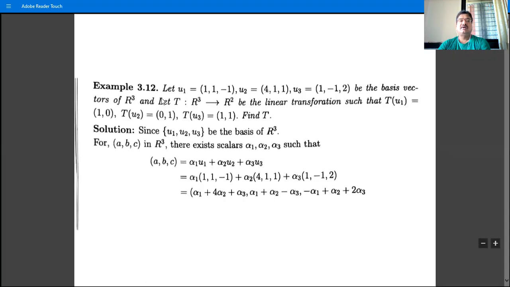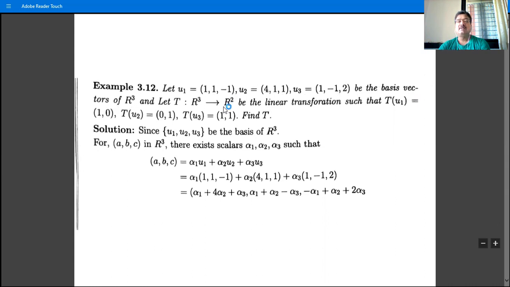Next example on linear transformation. Let u1 is (1, 1, -1), u2 is (4, 1, 1), u3 is (1, -1, 2) be a basis for vector space R3. The basis vectors of R3 means these three vectors form the basis for R3.